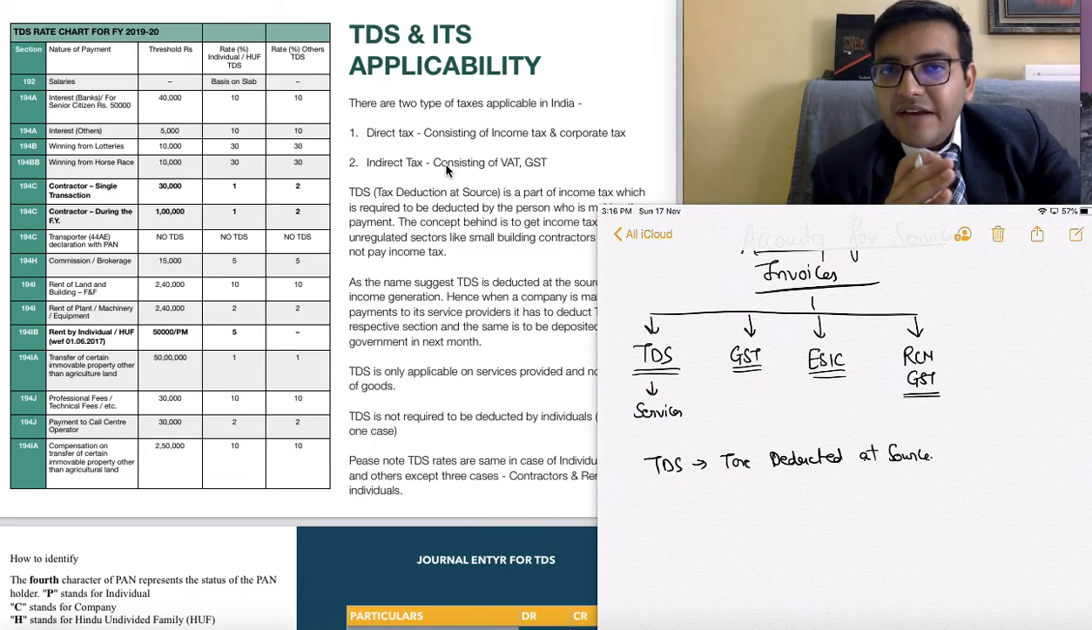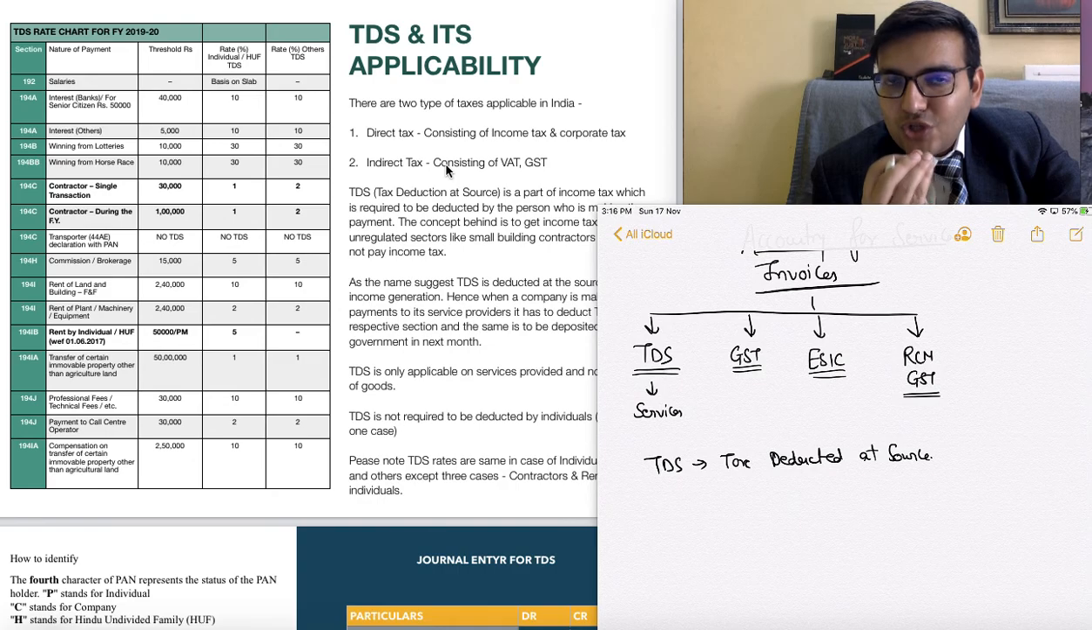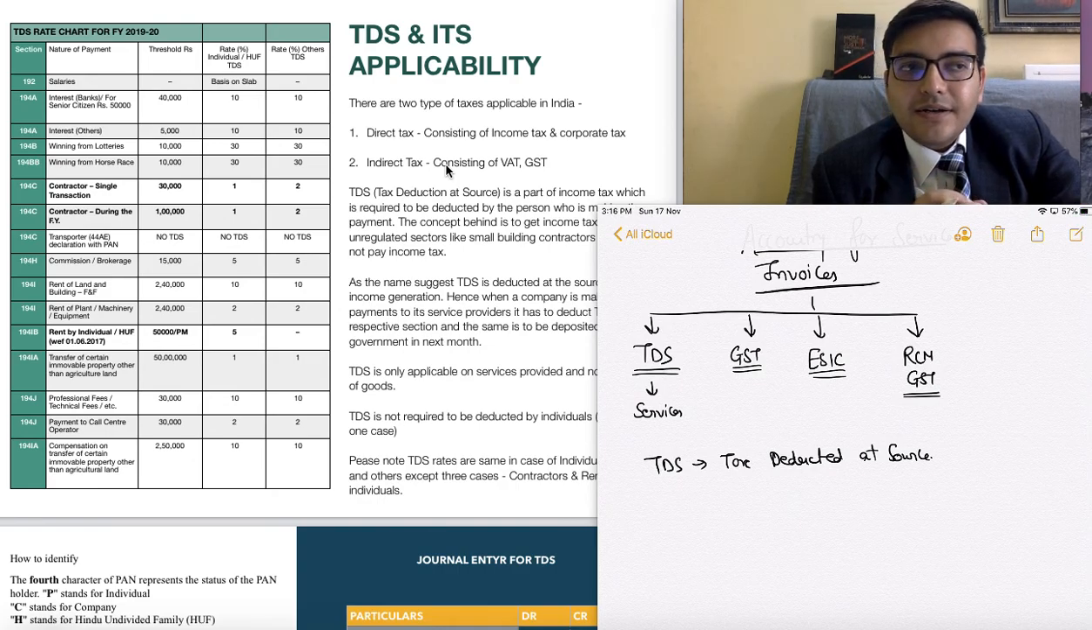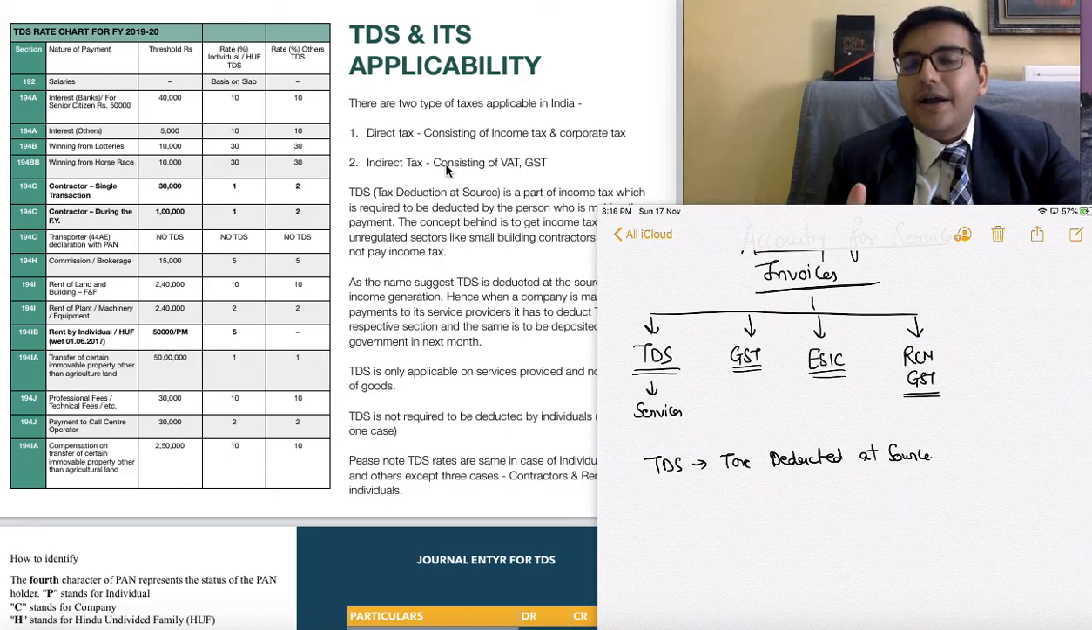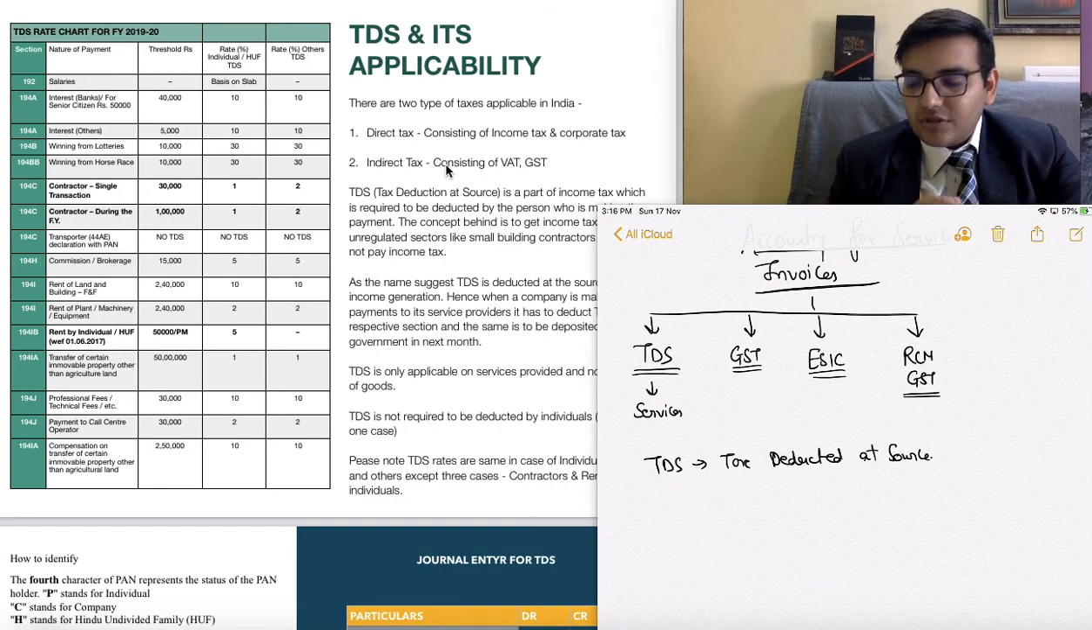Now, we have learned one thing, that TCS is charged by the seller and taken from the buyer. In case of TCS, it is tax collection at source on the purchase and sale of goods. Now TDS, on the other hand, is a tax on service. It is just like income tax.